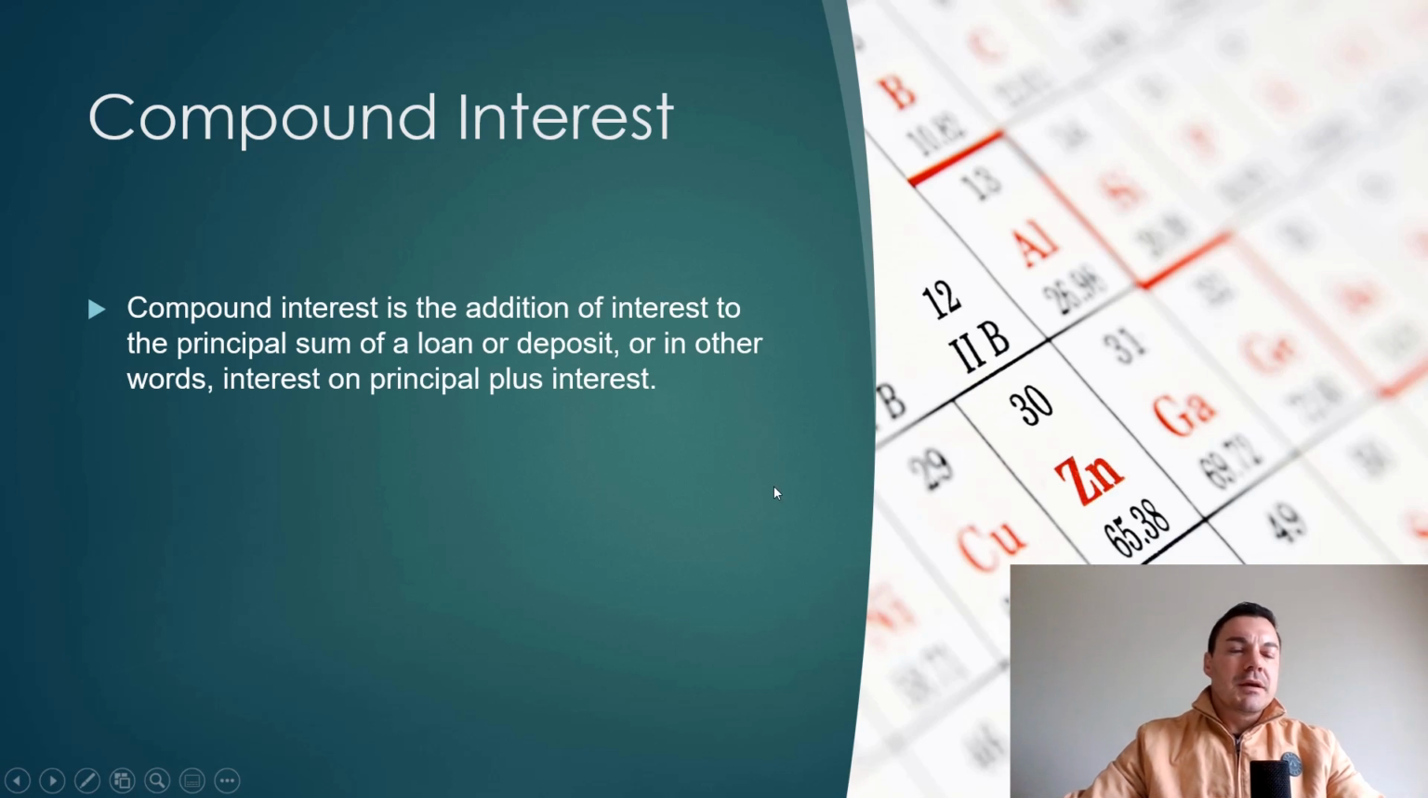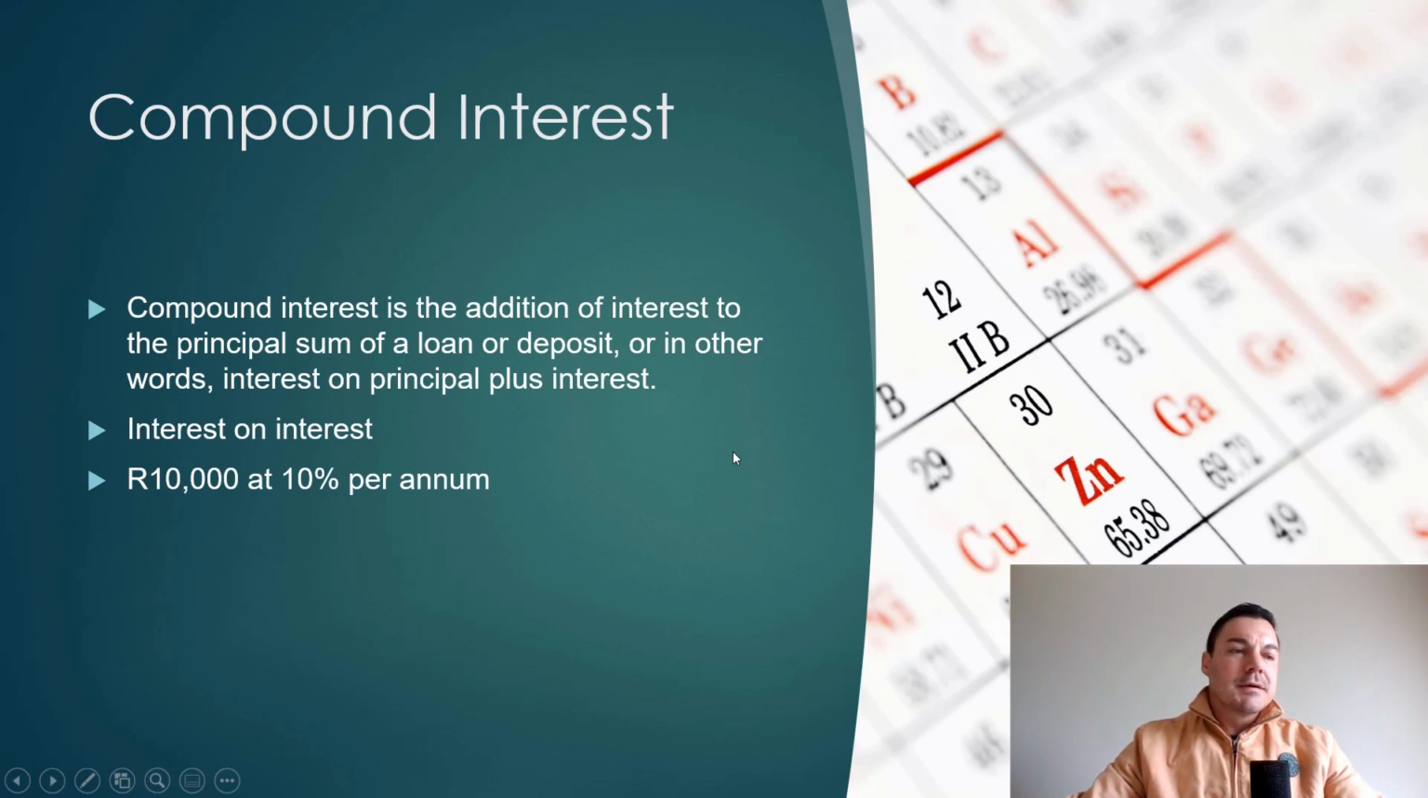So the Wikipedia definition for compound interest is the addition of interest to the principal sum of a loan or deposit, or in other words, interest on principal plus interest. In layman's terms, guys, it's interest on interest. And how it works is, let's take an example, and I'm being generous here.